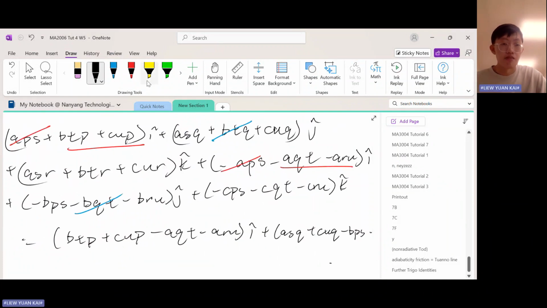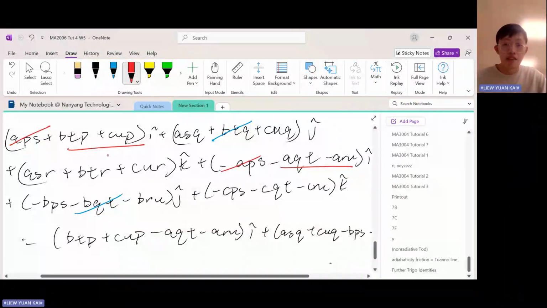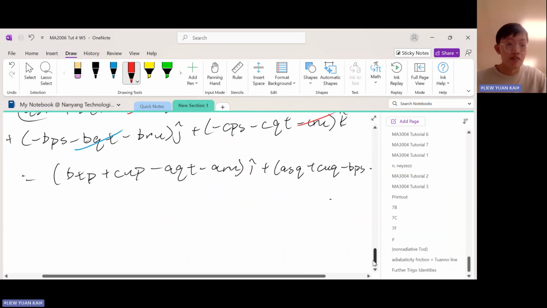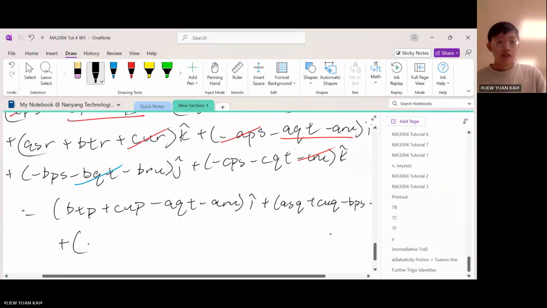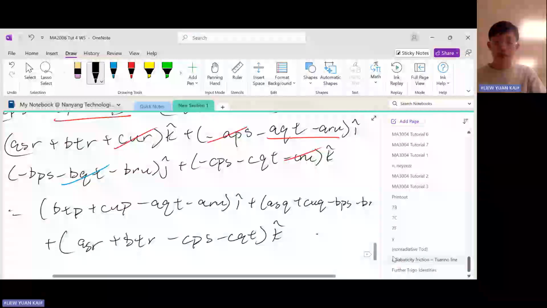And lastly, we have the K term. So see if anything can cancel. And yes, CUR minus CRU. Same thing. Then you add up the components together. So just group them all together. ASR plus BTR minus CPS minus CQT.